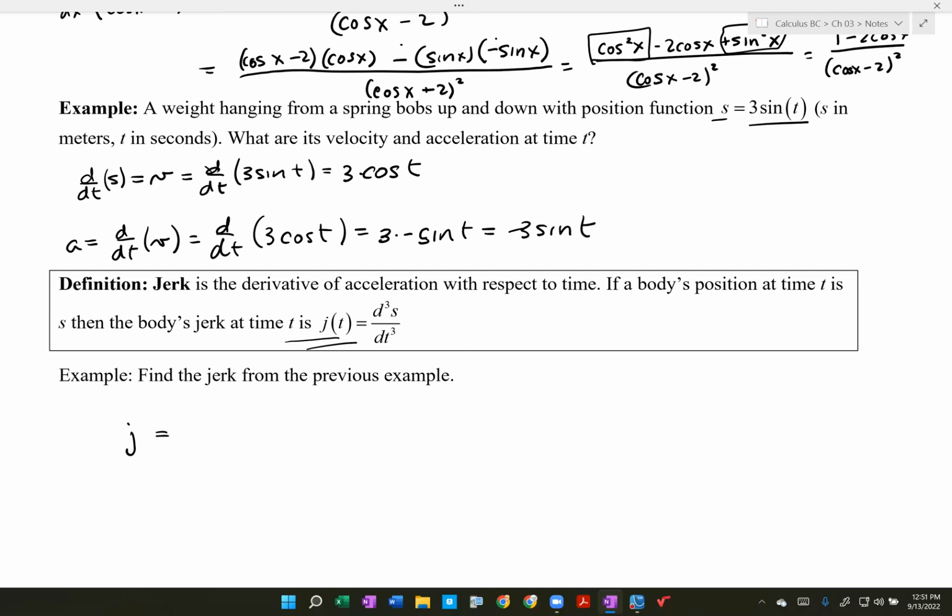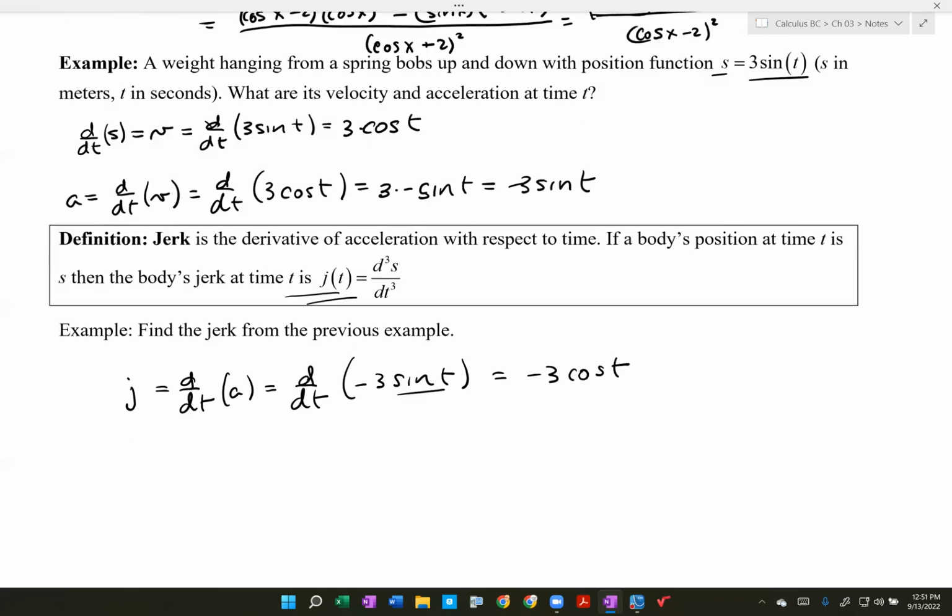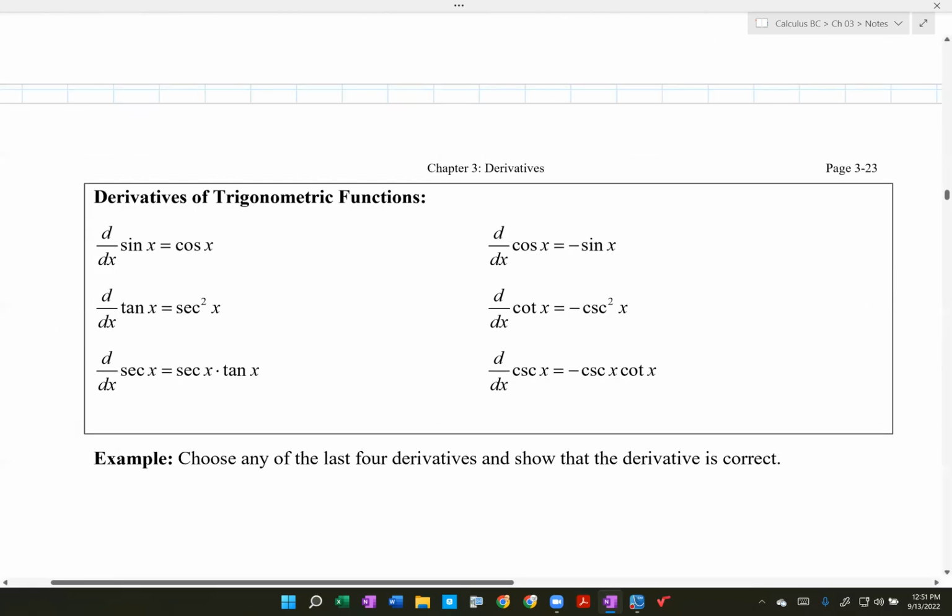The jerk is the derivative with respect to time of acceleration. The derivative with respect to time of negative 3 sine t in this case. Set aside the negative 3, take the derivative of sine, and you get cosine. And again, you're going to need to memorize the derivatives of those trigonometric functions. Let's go on to the next page.